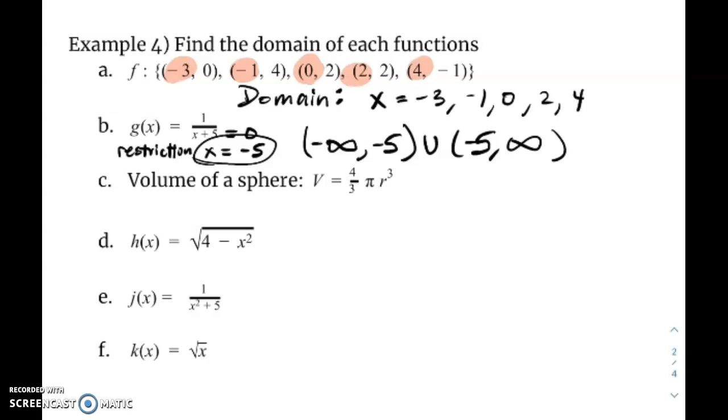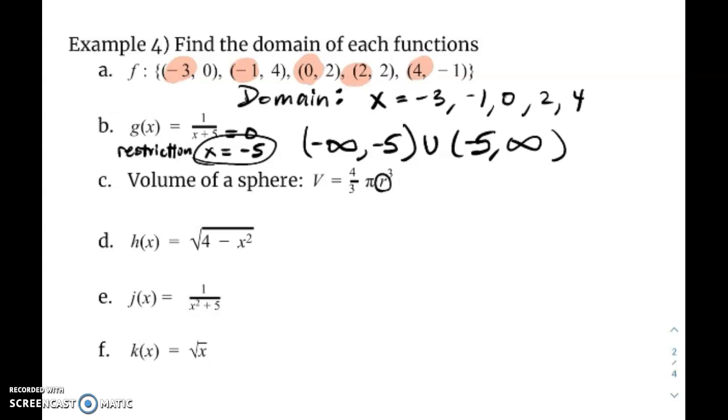All right, so C, we're looking at the volume of a sphere. Now the input here is R. If this wasn't a real-world context, we could plug any radius in, any number we want for R, because there's no fraction to worry about, so we're not dividing by 0, and there's no square root, which we're going to look at in the next example. In square roots, you can't have negatives inside. So there's nothing to worry about.